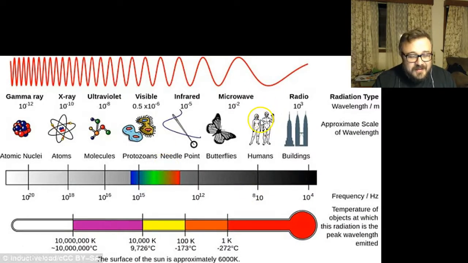Anyway, what we can see is that the wavelength of light affects the type. We can only see this small section here, and that's because that's roughly the size of our eye cells that will pick it up. We also see that each wavelength of light is emitted at a peak range of temperatures.